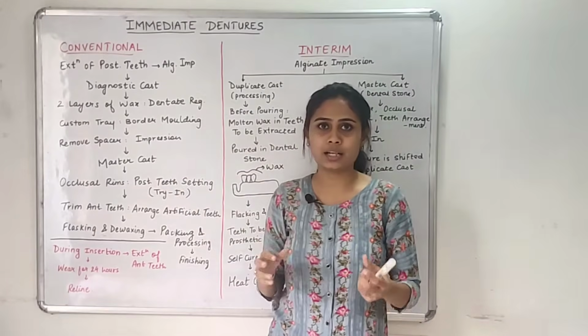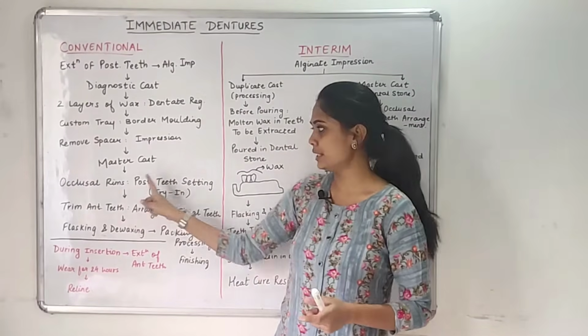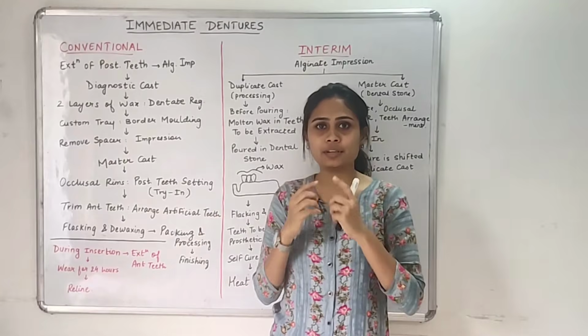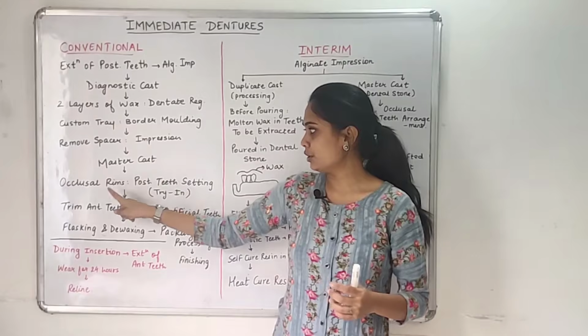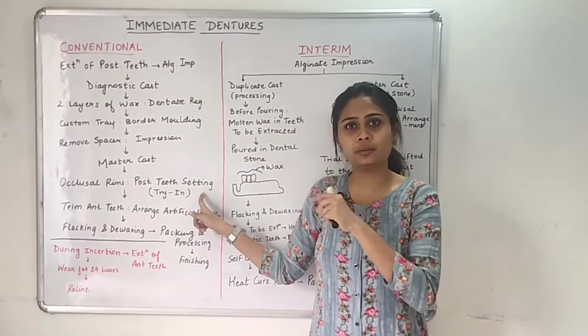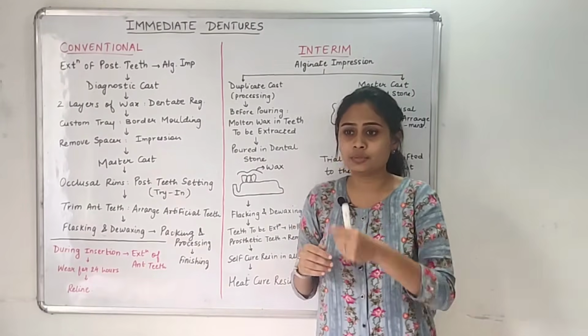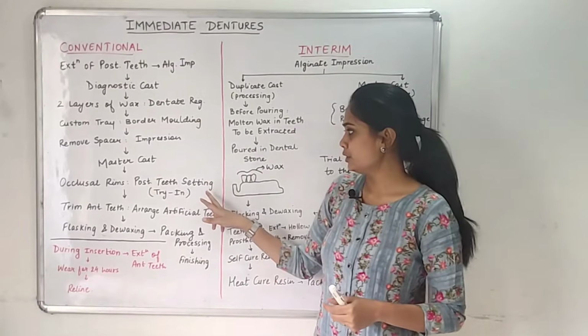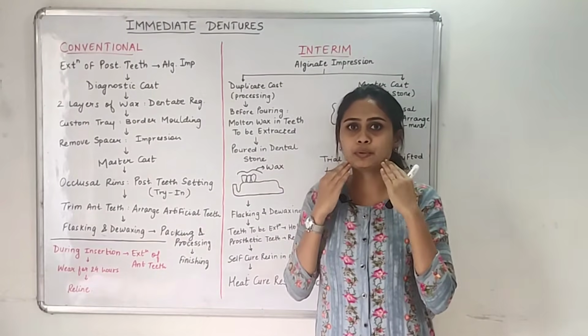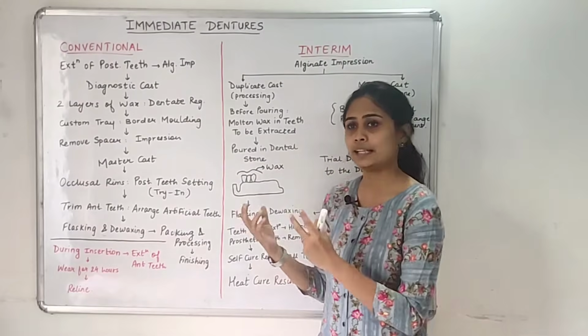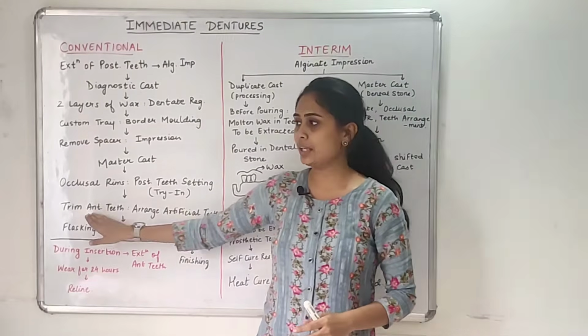After making the master cast, we fabricate the occlusal rims in the posterior part, because that is where the teeth have been extracted and we have the space there. On the occlusal rims in the posterior part, we do the teeth arrangement. So the posterior trial is done in the patient. Once the patient is comfortable with the posterior occlusion, the posterior aesthetics and everything, you trim the anterior teeth.